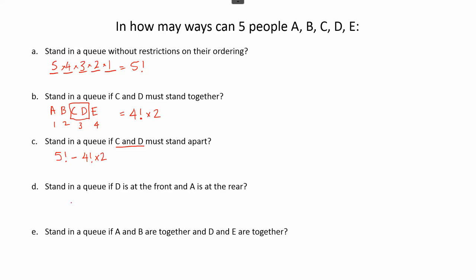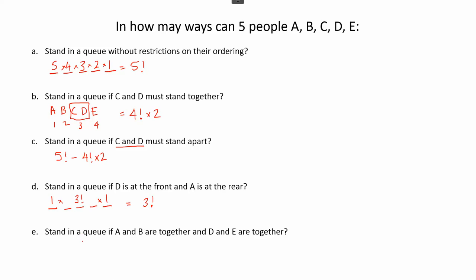Okay, for the next part of the question it says how many ways can we do it if they stand in a queue and D is at the front and A is at the rear? Well, if D is at the front and A is at the rear, we really only have one way to fill each of those positions. And then all we have to do is rearrange the people in the middle, and we know that we can arrange these 3 people in 3 factorial ways. So the answer is just 3 factorial.